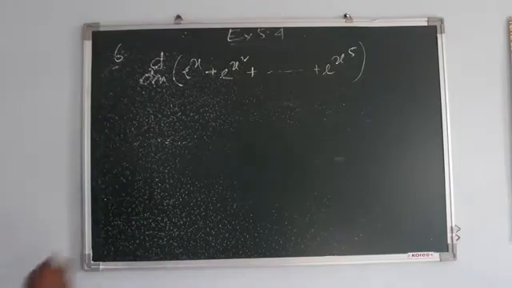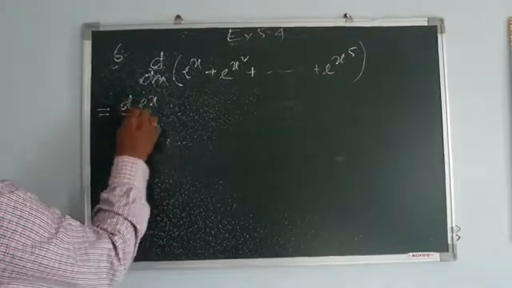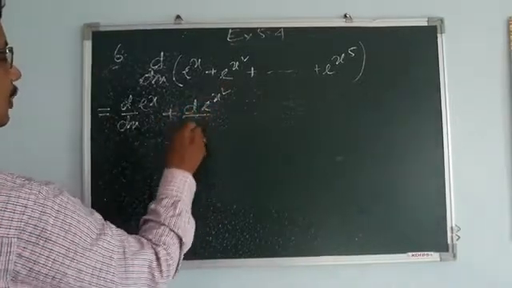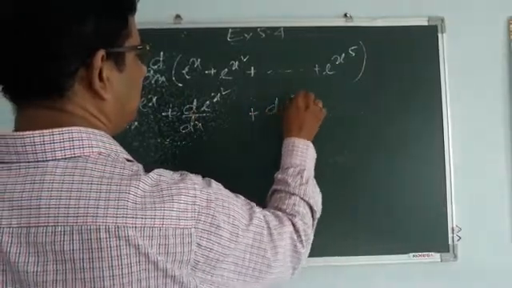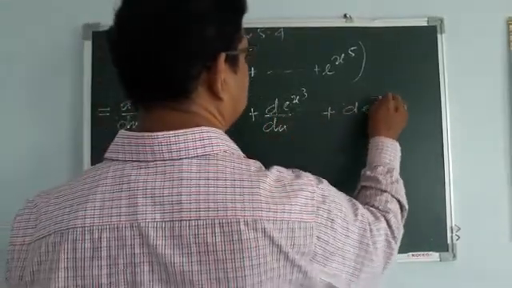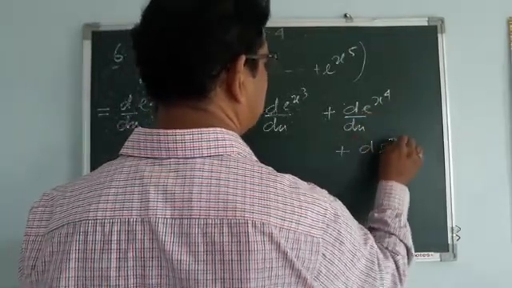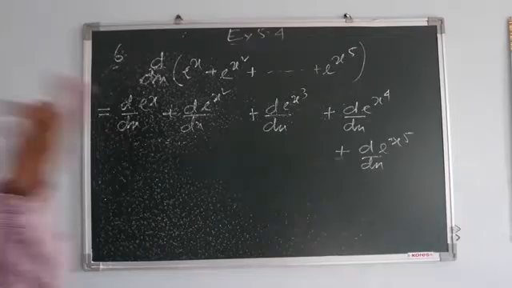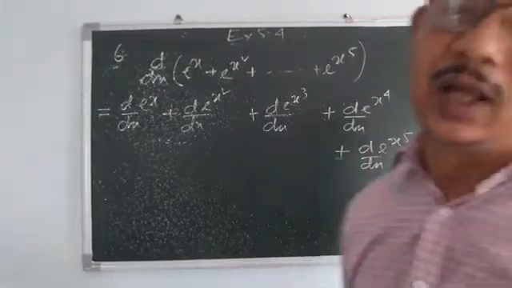So here you see that I will isolate first the differentiation of e to the power x with respect to x, the differentiation of e to the power x square with respect to x, here all will come like that. Then the differentiation of e to the power x cube with respect to x, the differentiation of e to the power x to the power 4 with respect to x, and finally the differentiation of e to the power x to the power 5 with respect to x. This I have written, and we can write this because the derivative can be split like that.